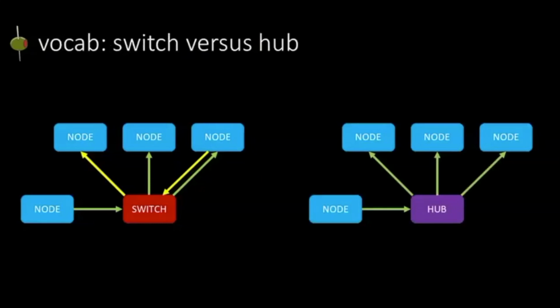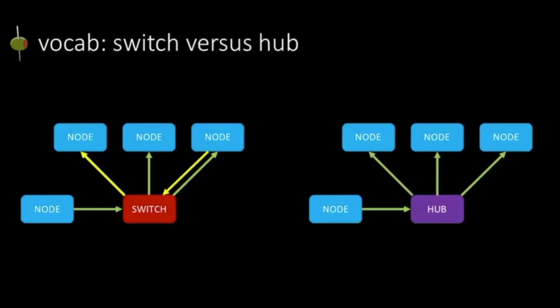Again, sort of a vocab lesson. We use the words switch and hub sometimes interchangeably. A hub is an older piece of network technology. They've mostly been retired. This was sort of in the very beginnings of networking that hubs existed. And they were very efficient because they took information from a single device and just duplicated it to all the other devices. So it was pretty much a one-way traffic pattern.